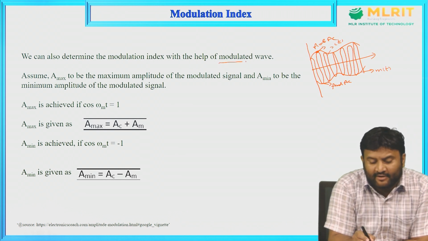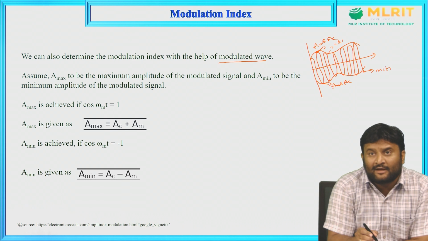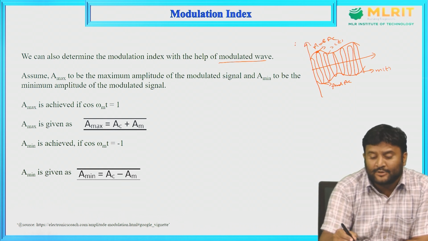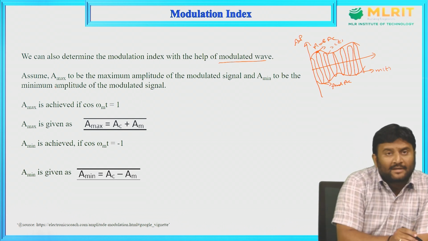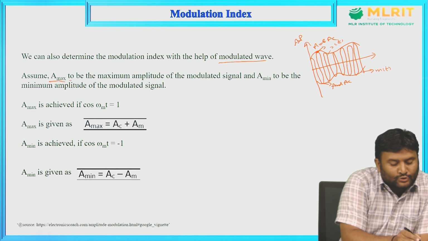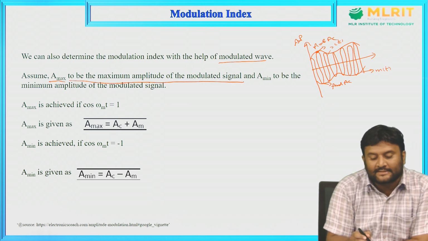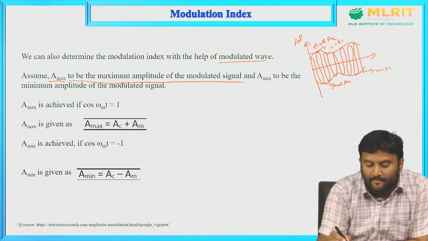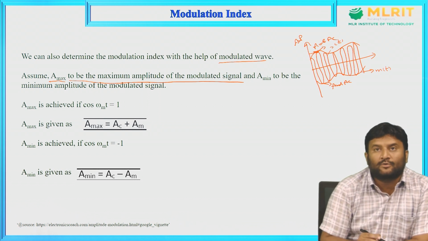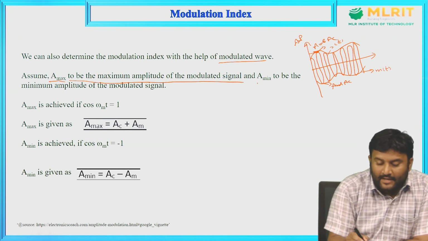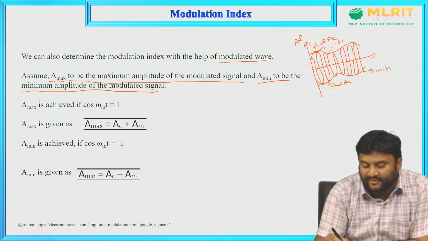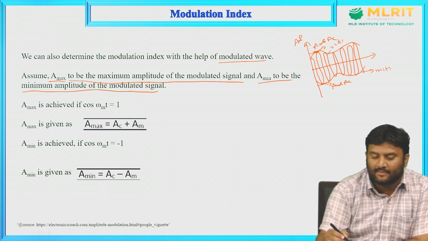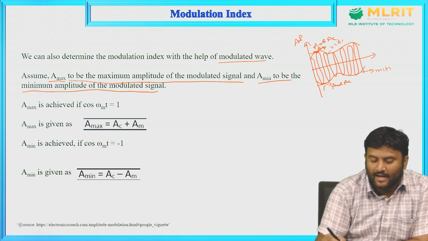Observe here, we can also determine the modulation index with the help of the modulated wave. Here the modulated wave is related to the amplitude level. That's why we are taking the amplitude modulated signal. Observe here, I am considering A maximum to be the maximum amplitude of the modulated signal, and A minimum to be the minimum amplitude of the modulated signal. That means, for example, this is A maximum and this is A minimum.